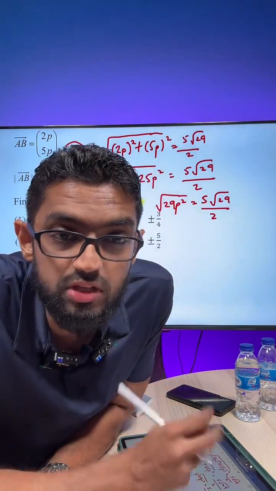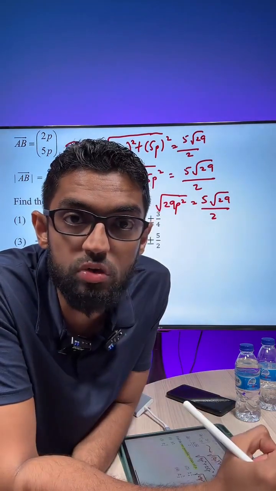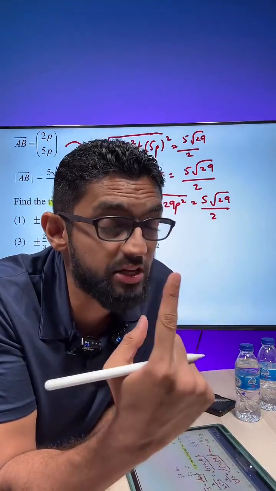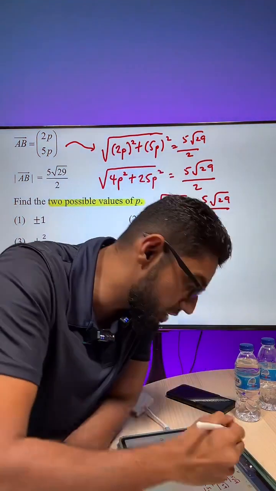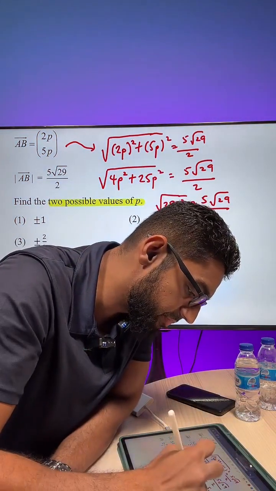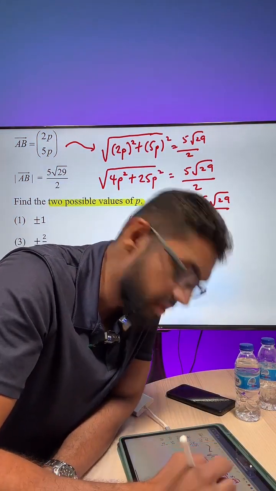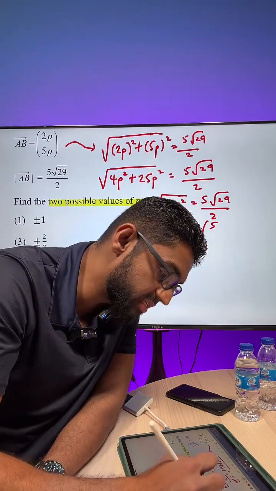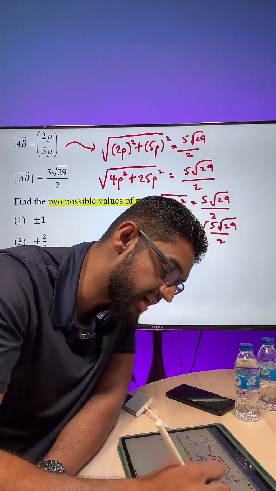Square root all. Someone says square. So you got a square on the other side as well. So what we're going to do? 29p square, we keep it here. And we go to the other side and we will square this side.